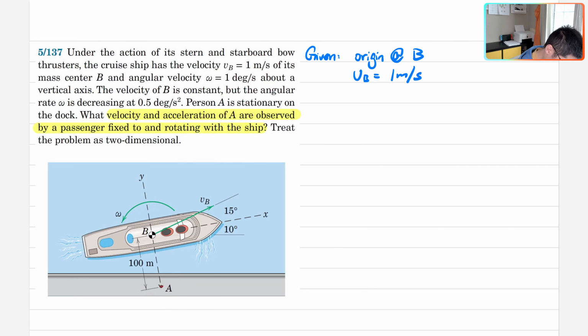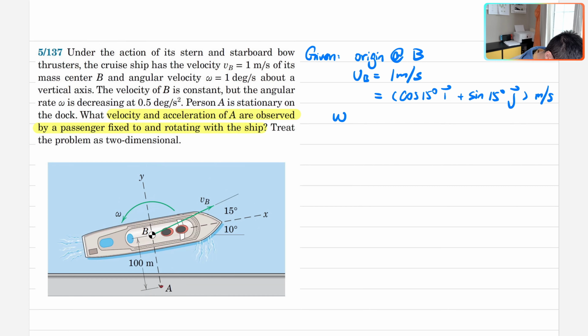As we have seen in other examples with relative motion with rotating frames, it's best to use vectors. Therefore, when we are writing down our given values, make it a habit to write down the vector form as we go. VB is right here, X is here, Y is here, so we'll write down the vector form of VB. In this case, cos 15 degrees i plus sine 15 degrees j meters per second. Don't forget its unit.